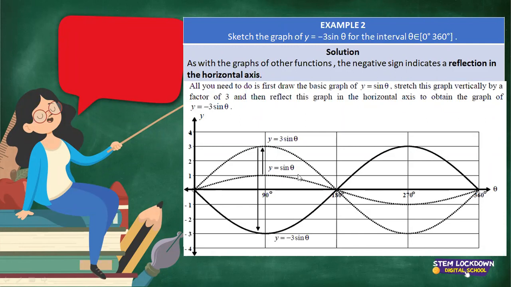This is our standard graph, y equals sine theta. Let's compare. y equals sine theta is this graph here, which is the standard one. Now it is made to have an amplitude of 3. And after that, it is reflected about the x-axis. The negative implies the reflection about the x-axis. Remember, when you reflect something about the x-axis, the y values go negative. So it flipped around and then we have this.